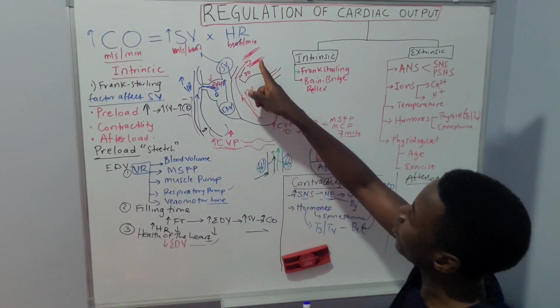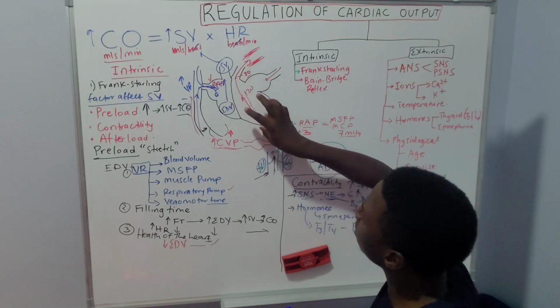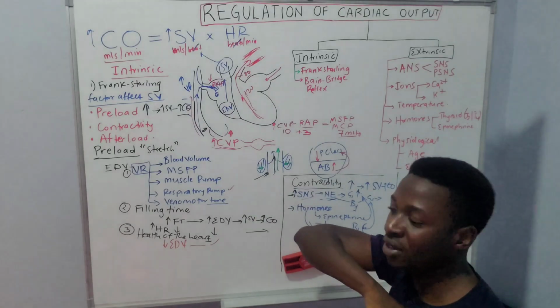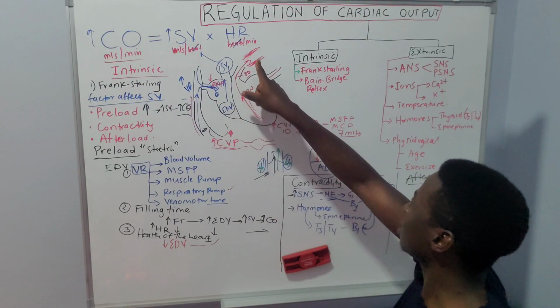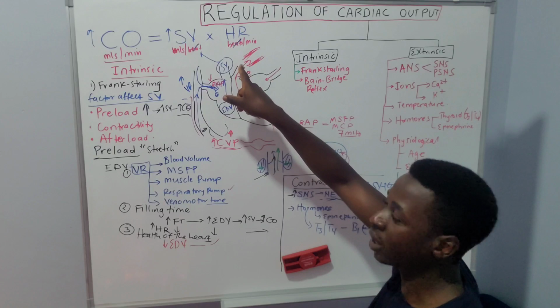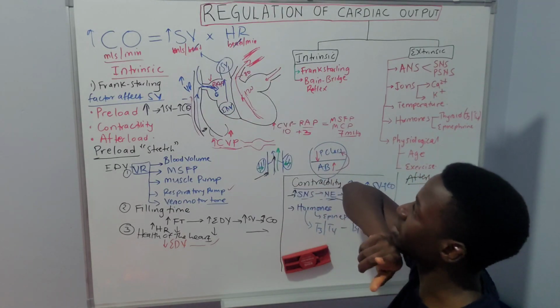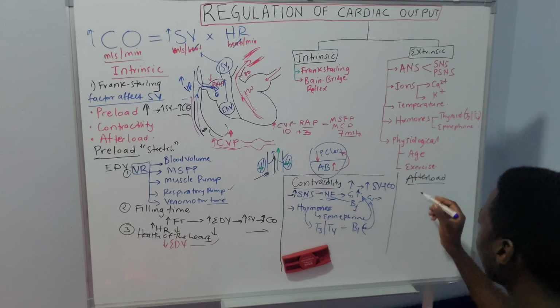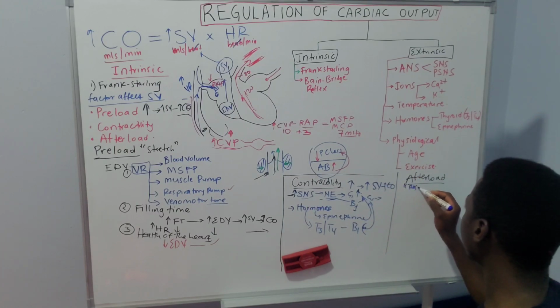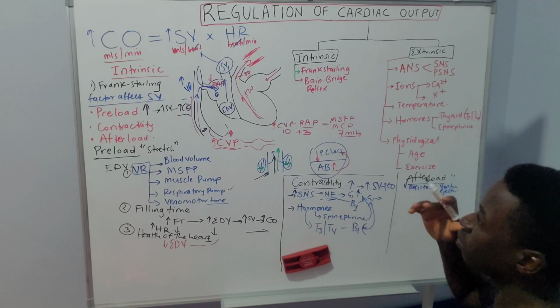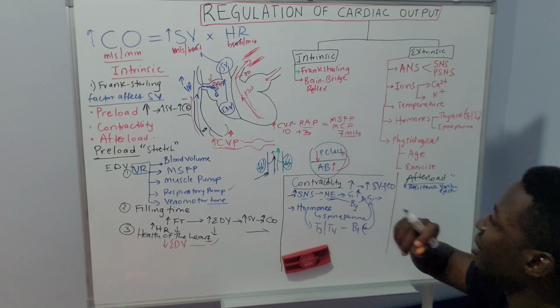So if you increase the resistance to blood flow here, it means you need a much higher pressure built here to overcome the resistance. And this resistance to blood flow, resistance to ejection of blood, is what we refer to as the afterload. So this is just the resistance to ventricular ejection, okay? So this is usually the pressure built or resistance offered.